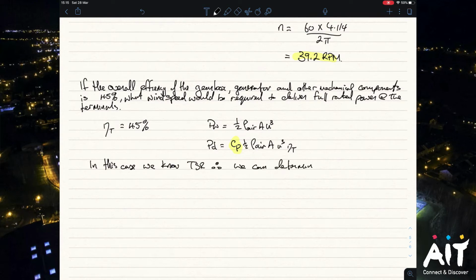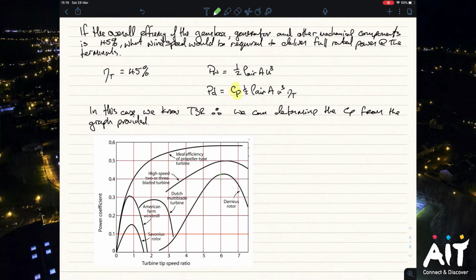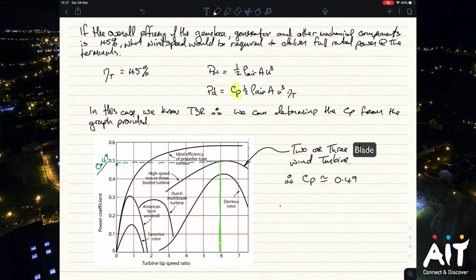We're going to extract the value of Cp from this graph. How we go about doing that is we're going to identify the tip speed ratio along the bottom edge, along the x-axis. We're going to draw a line up until we touch the 2 or 3 blade wind turbine. I say axis here, but that is actually blade. And when we do that, we're able to draw across and find out what the power coefficient is. In this case, I'm finding it to be 0.49.